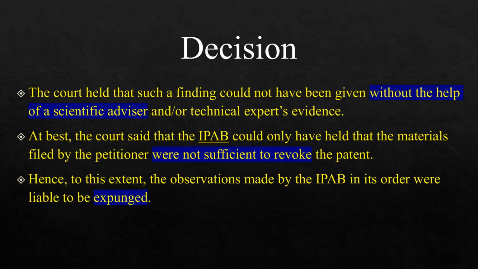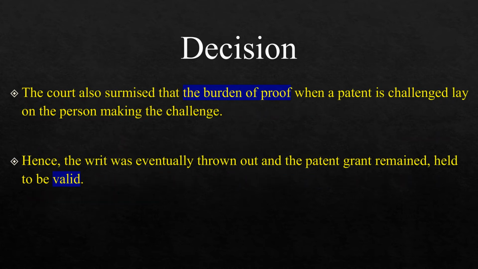Okay. And we know that the literal meaning of expunged is to remove completely. That means we can say the observations made by the IPAB in its order were liable to be expunged or completely removed. Fine. Now let us proceed.